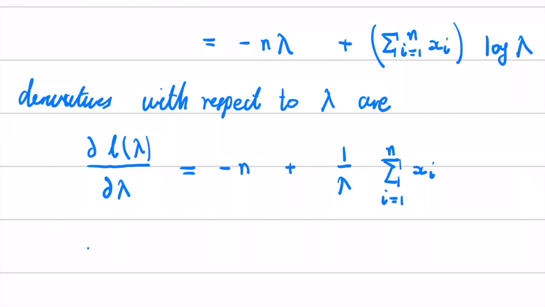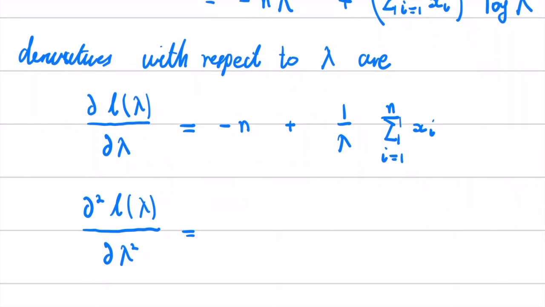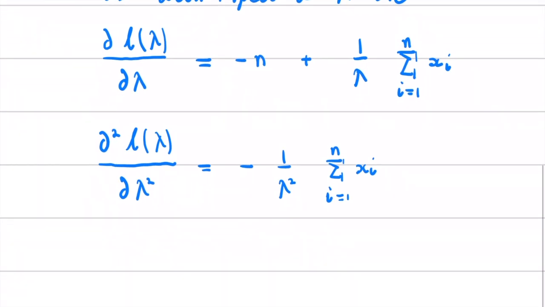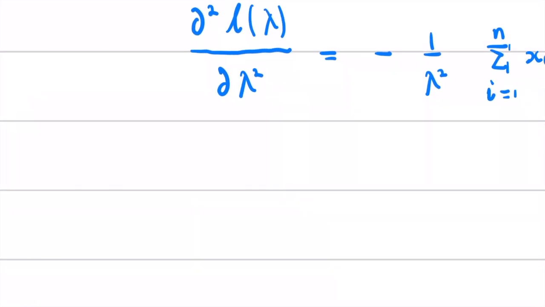So now we're going to take the second derivative of the log likelihood function with respect to lambda. We notice now negative n just becomes 0 because there's no expression involving lambda. Now 1 on lambda when differentiated becomes negative 1 on lambda squared, and we've still got the sum i equals 1 to n xi there as our constant. So still haven't completed this problem in any sense. We've still actually got to find an expression for the maximum likelihood estimate.